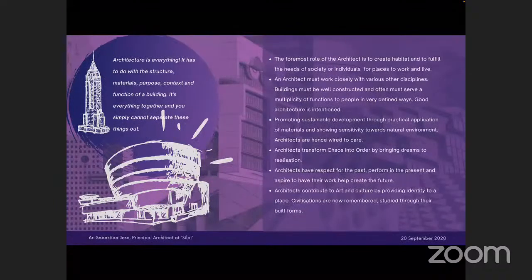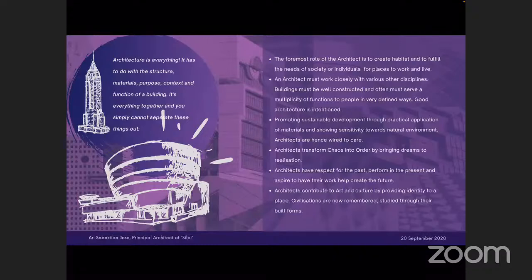So what is architecture? Architecture is everything. It has to do with the structure, the materials, the purpose, the context, and function of a building. It's everything together, and you simply cannot separate these things. So it is a combination of everything. You need to visualize a great structure, but everything has to come together.